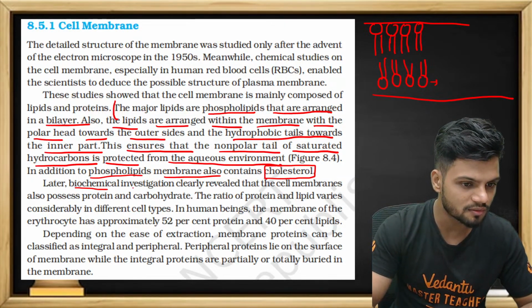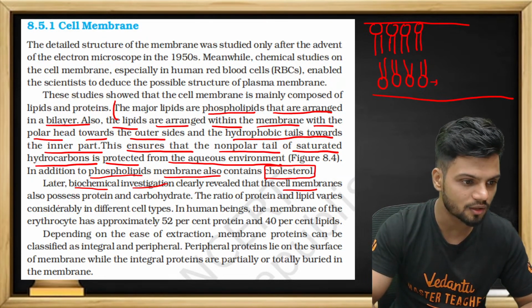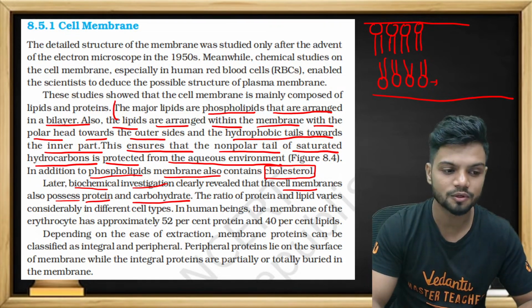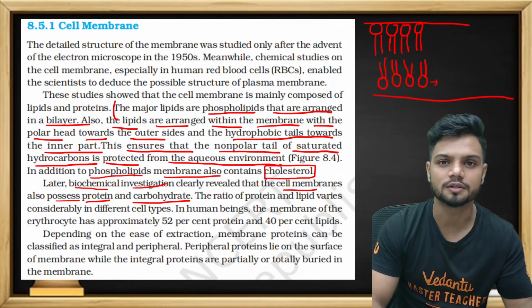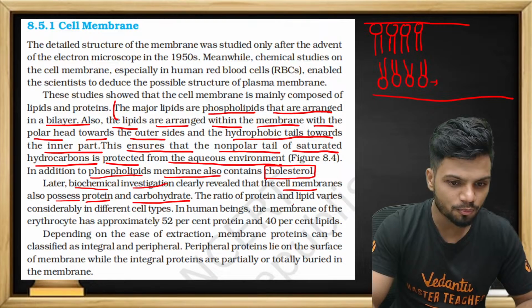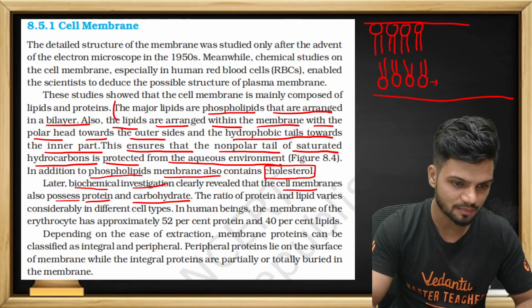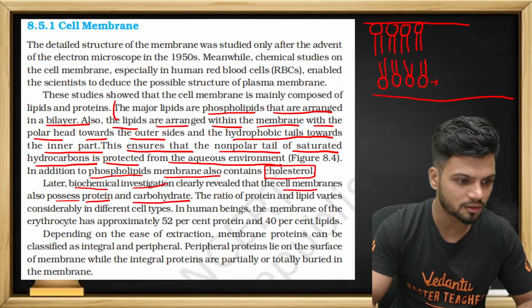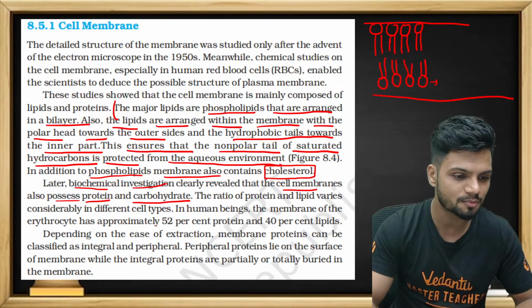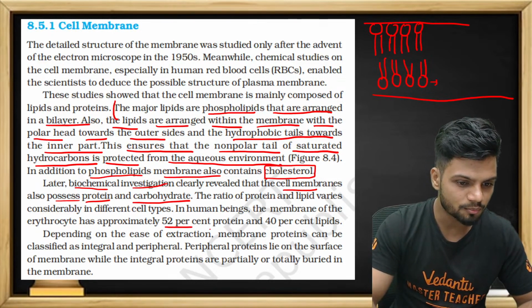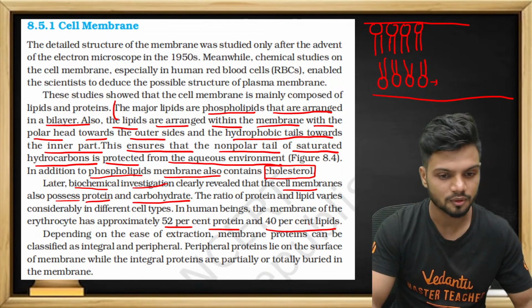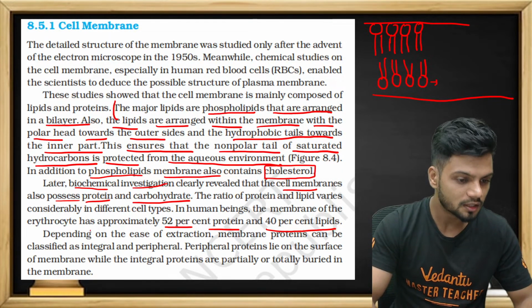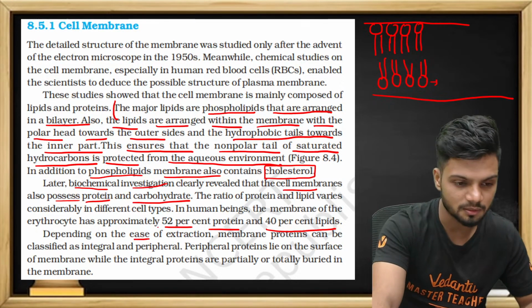Later, biochemical investigations clearly revealed that the cell membrane also possesses protein and carbohydrates. I told you: protein, carbohydrates, lipids, cholesterol, and water. The ratio of protein to lipid varies considerably in different cell types. In human beings, the membrane of the erythrocyte, that is RBC, is approximately 52% protein and 40% lipid. Depending upon the ease of extraction, this is very important.